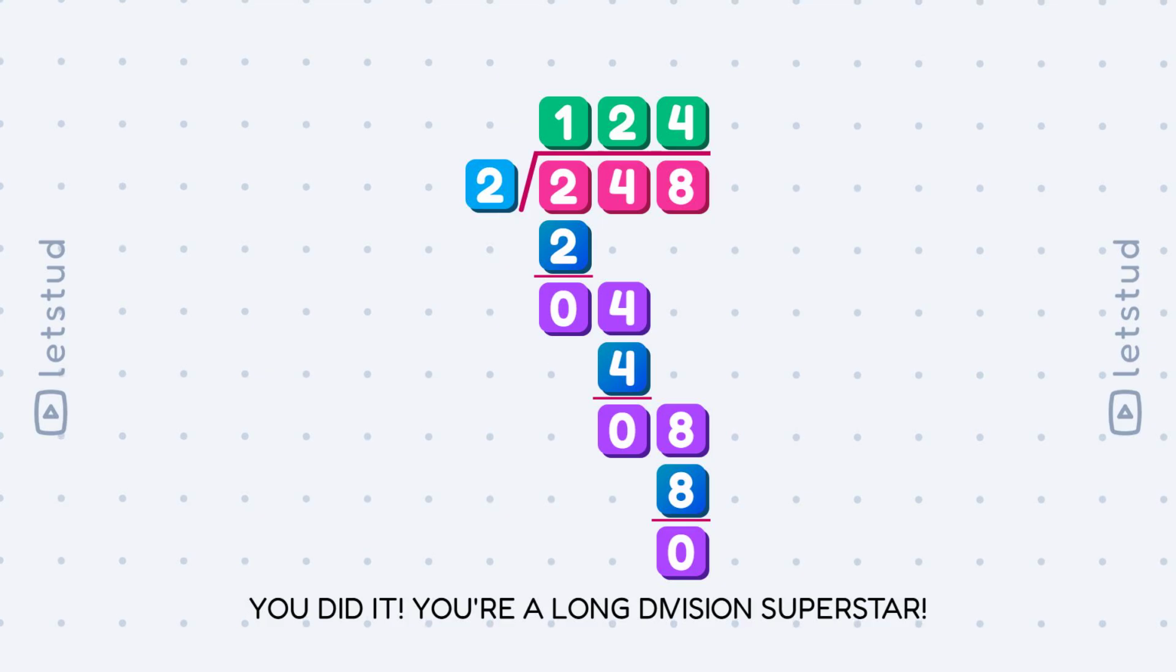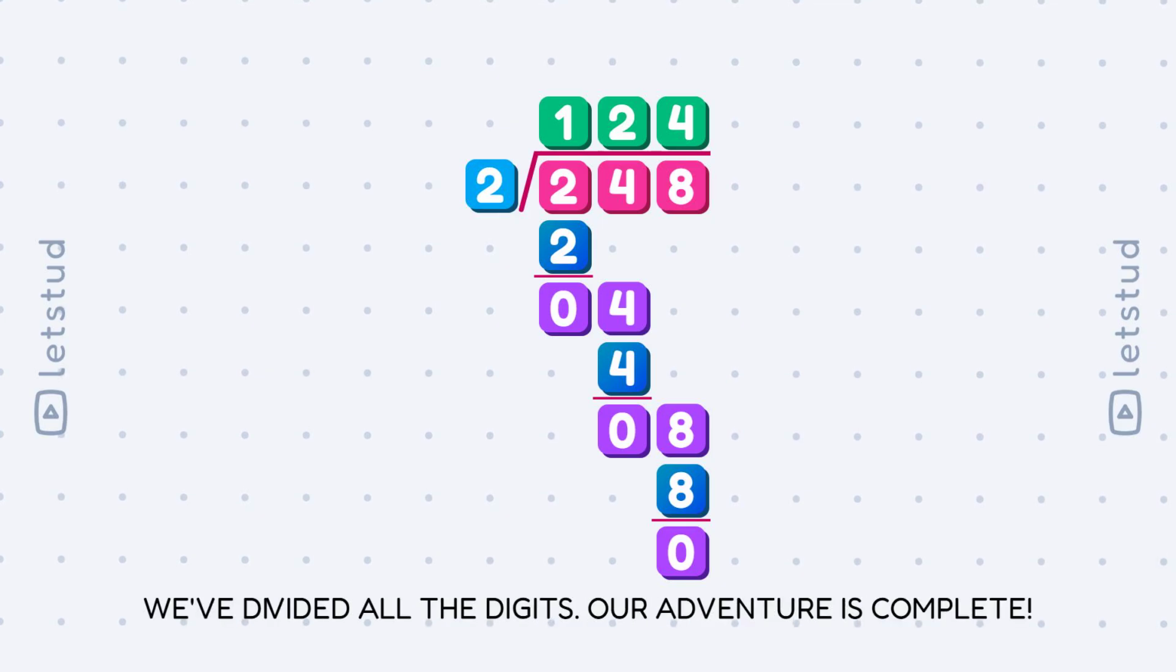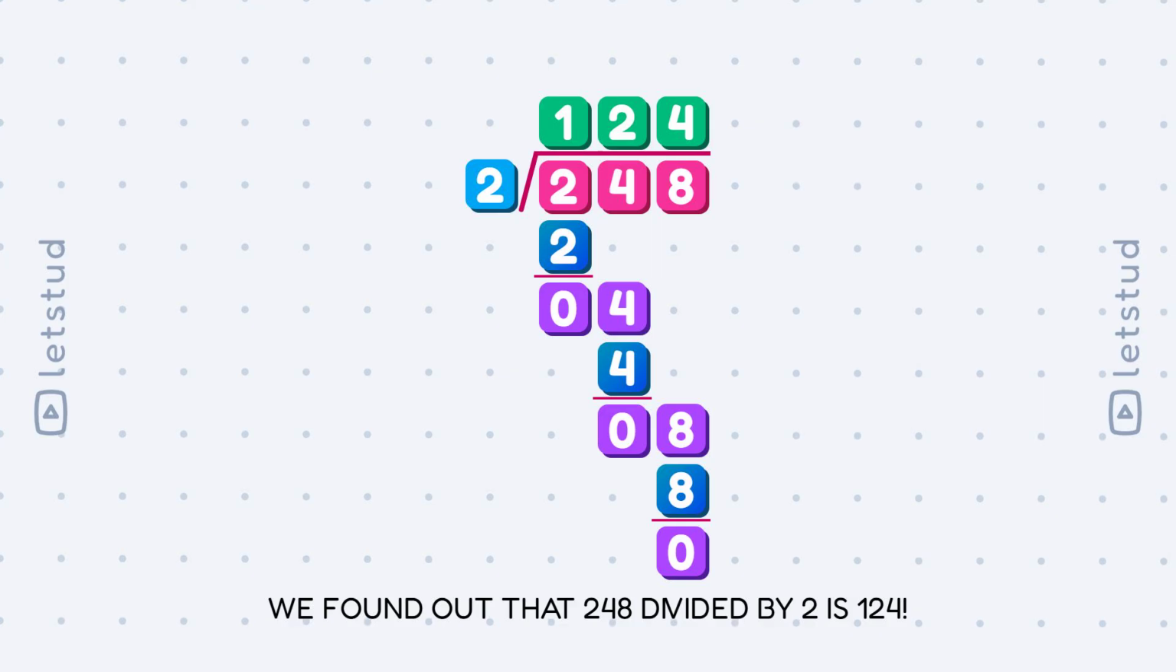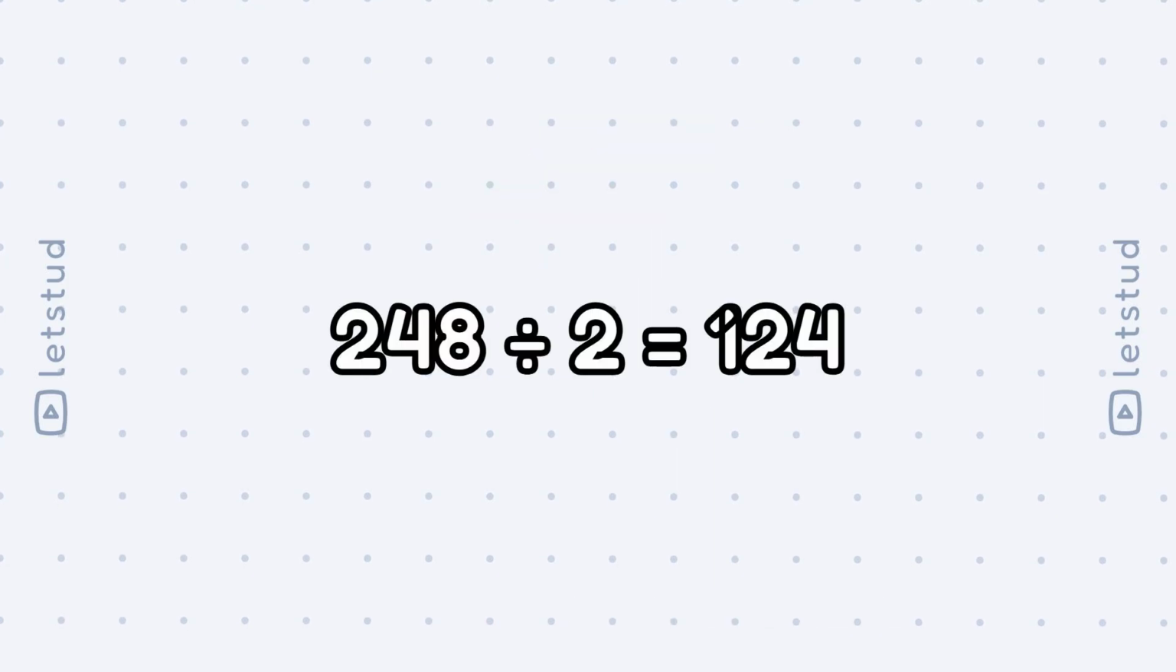You did it, you're a long division superstar. We've divided all the digits, our adventure is complete. We found out that 248 divided by 2 is 124. Great job, everyone! We tackled 248 divided by 2 step by step.